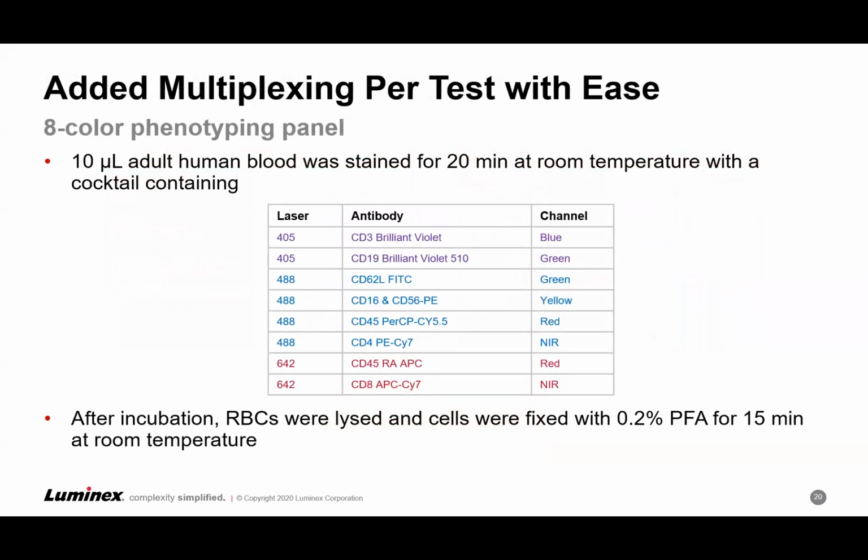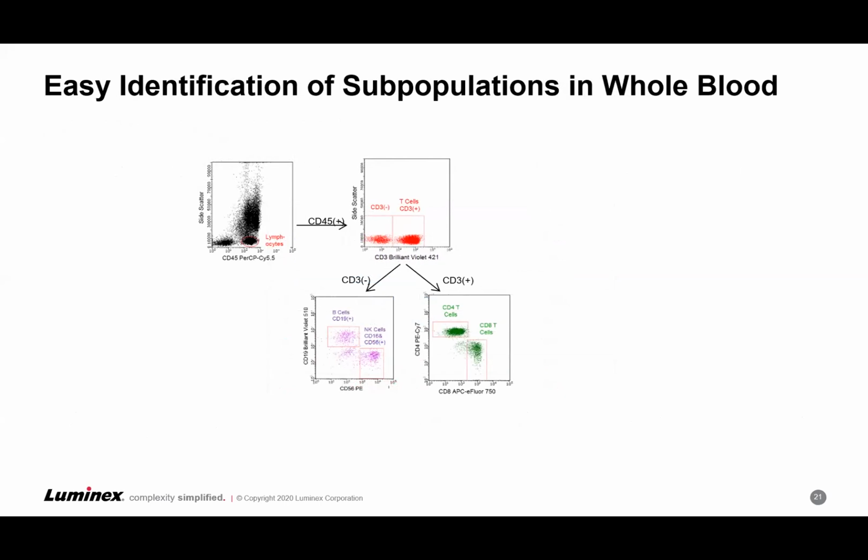So to demonstrate the capabilities of the EasySite, I have an 8-color immunophenotyping panel to display. For this particular panel, we used 2 of the total 4 available detectors off the violet laser. We used every detector off the blue laser and both of the detectors off the red to create this panel. 10 microliters of human blood was stained with a cocktail of immunophenotypic markers for 20 minutes at room temperature, and then followed by lysis with Guava lysing solution for 15 minutes.